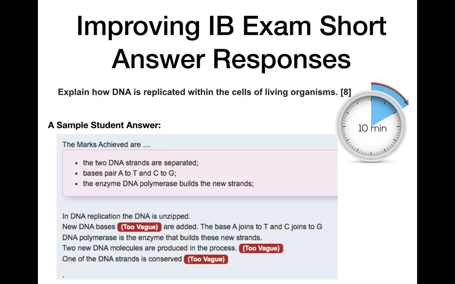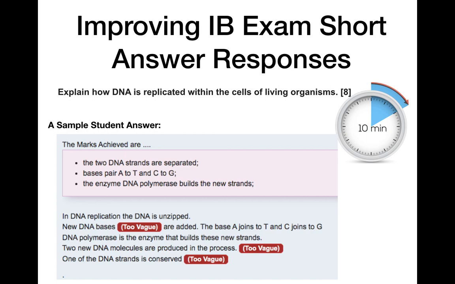They said the 2 strands are separated. So if you said that, that's great. The bases pair A to T and C to G, and the enzyme DNA polymerase builds the new strands. Things they lost points for: they didn't say the DNA bases are added. That was too vague. They said 2 new DNA molecules are produced in the process. That's also too vague. Talking about the semi-conservative nature would be a good thing to say there. And 1 strand is conserved. You need to explain more how that actually happens.